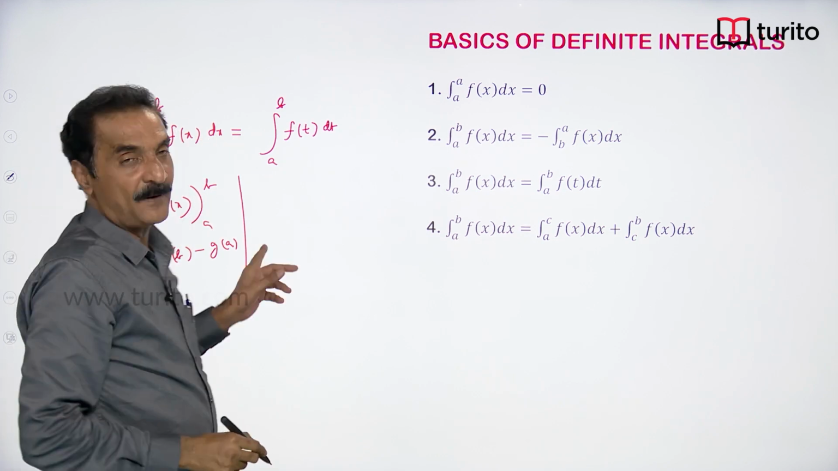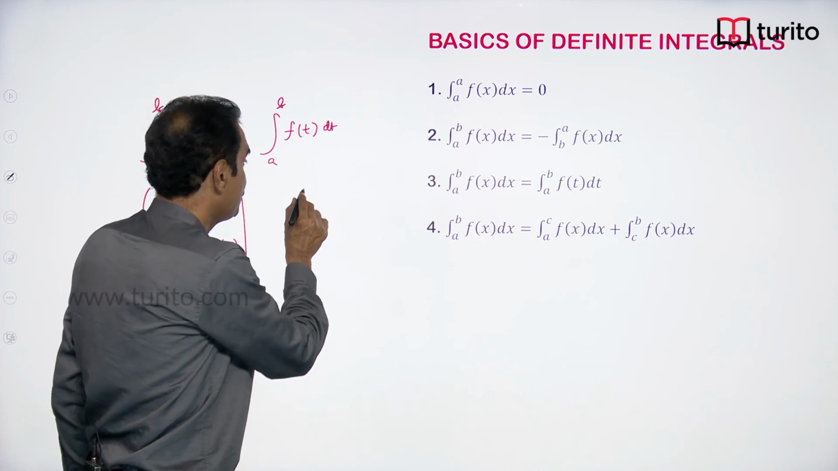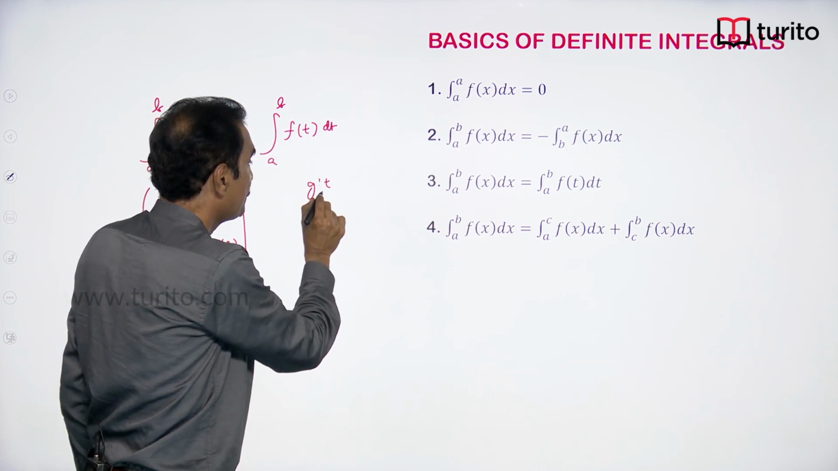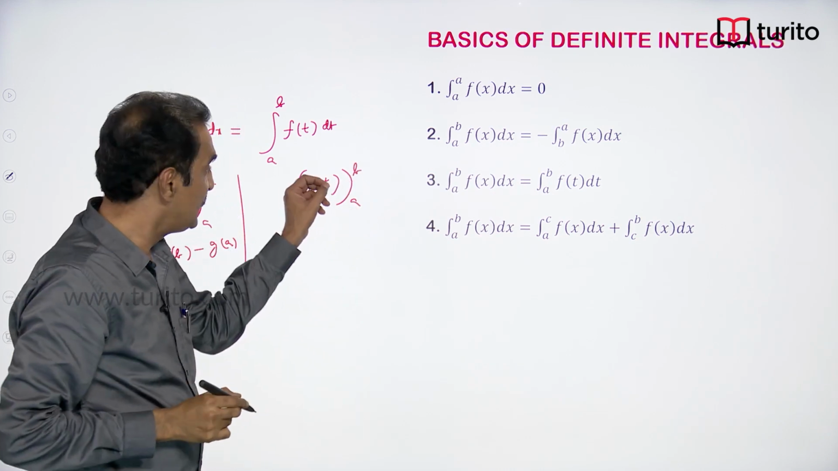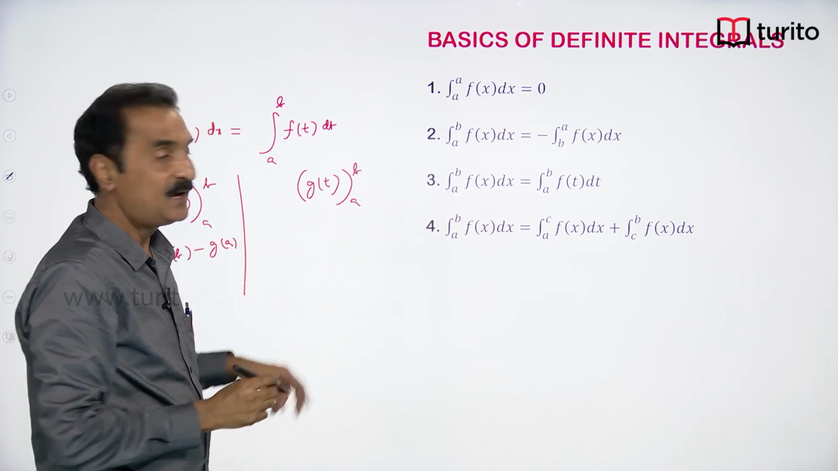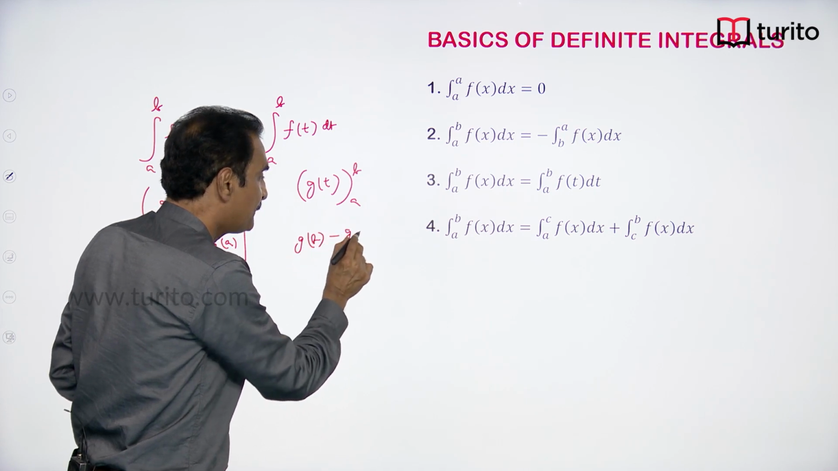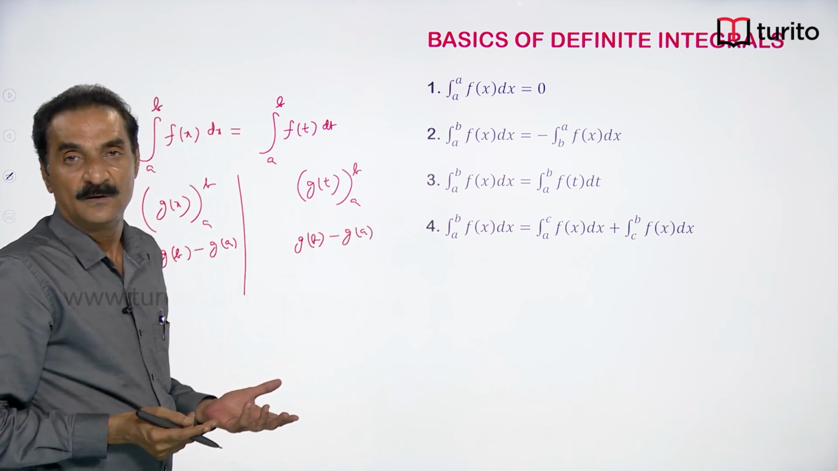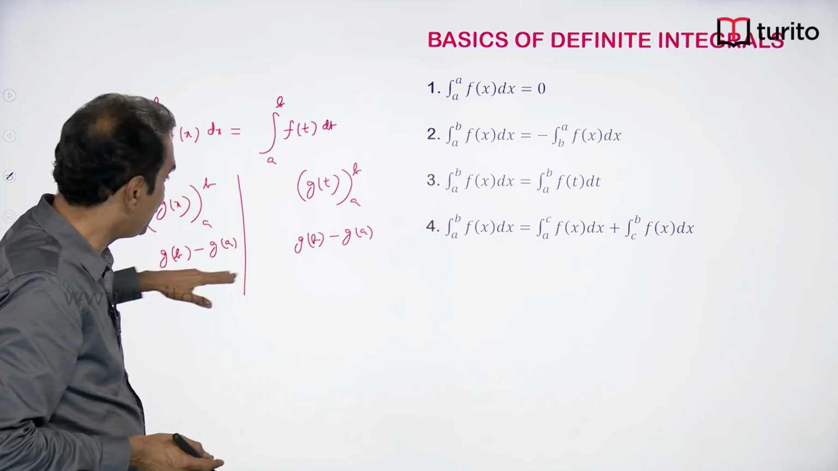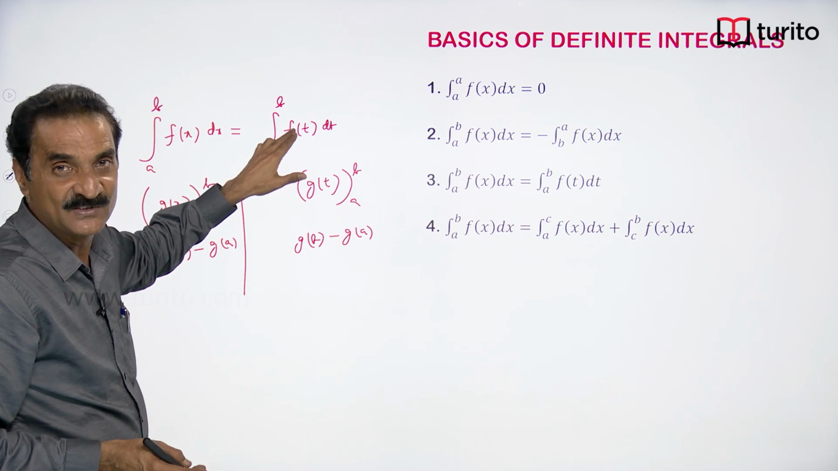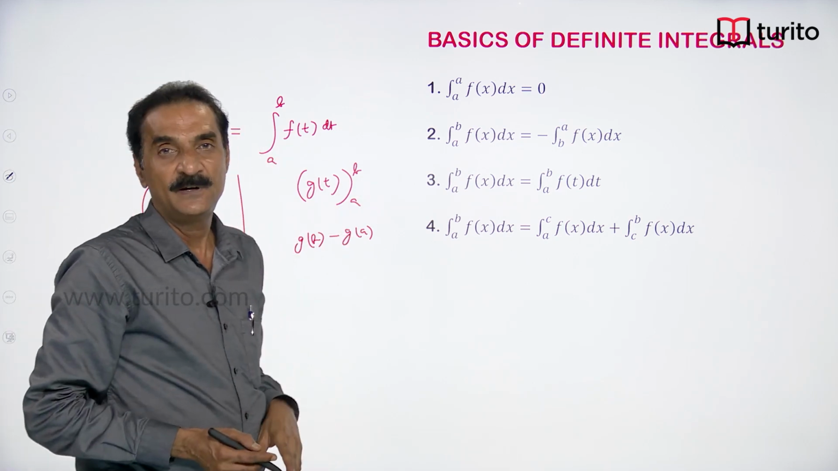If the integral of f of x is g of x, integral of f of t will be g of t. Now, you will replace t by b and a and write the value as g of b minus g of a. So, as long as the function is same, limits of the variable are same, definite integral will be same whether you use x or t. So, this is another basic point of definite integral.